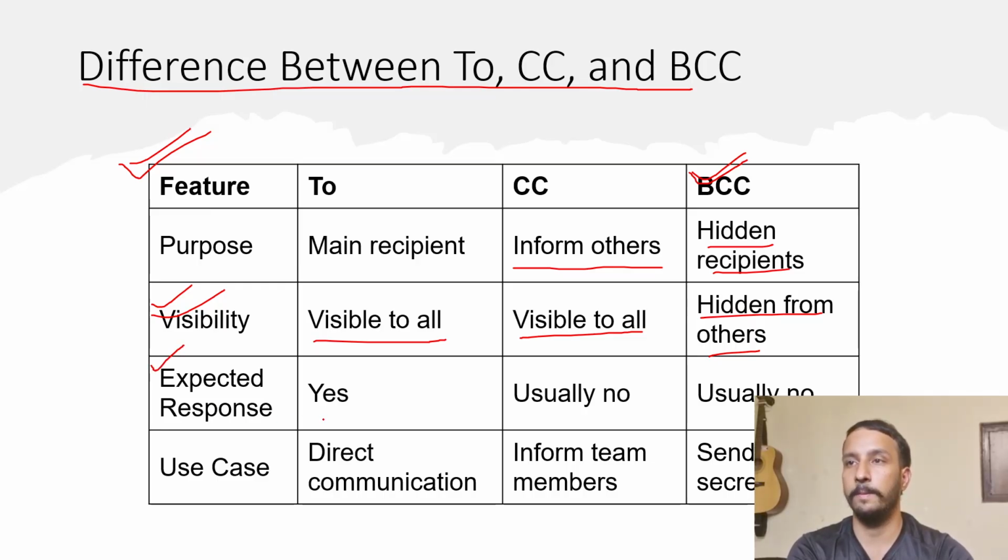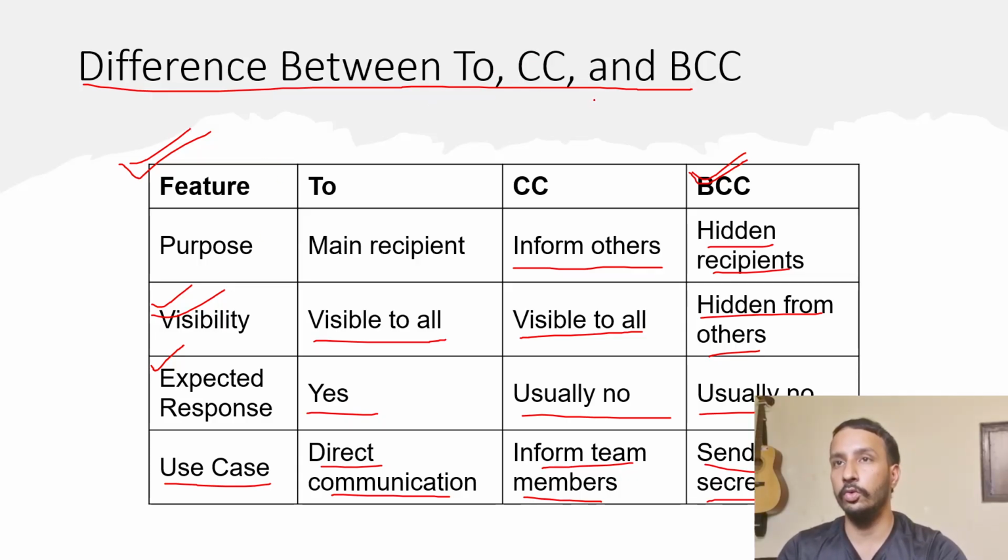Expected response. From To, it is expected to send the response. From CC, usually no. They can send the response, but it is not expected. And from BCC also usually no. Use cases. To we use for direct communication. CC we use for informing others, not expecting any response, and BCC is used to send a secret copy. So that's the difference between To, CC and BCC.